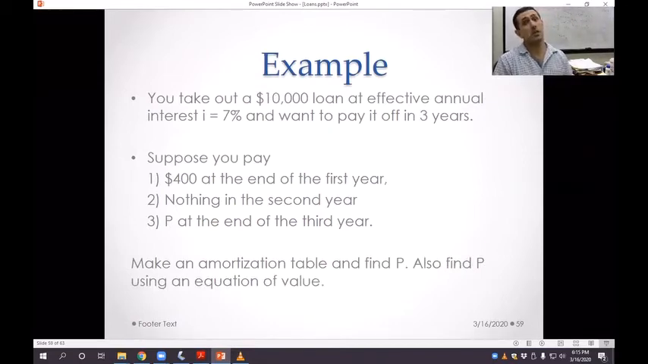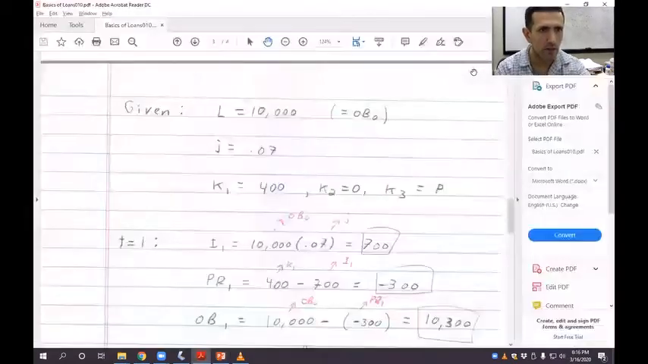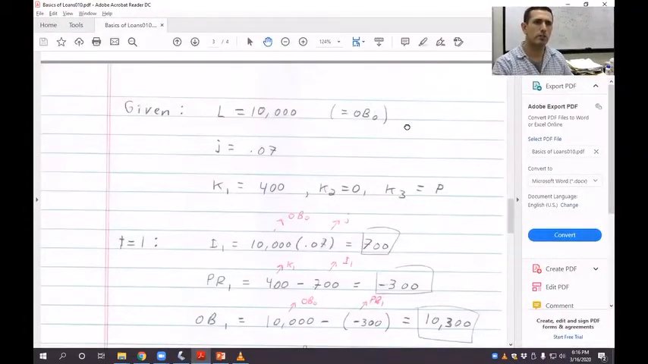It is admittedly much quicker and easier to use an equation of value to find P, but I think it's still maybe a little more practical to make an amortization table just to go through everything that's going on: the interest you owe, the outstanding balance, the principal repaid at the end of each year. Just getting those numbers gives you a better idea of what's going on with this loan, and particularly what happens when interest is capitalized.